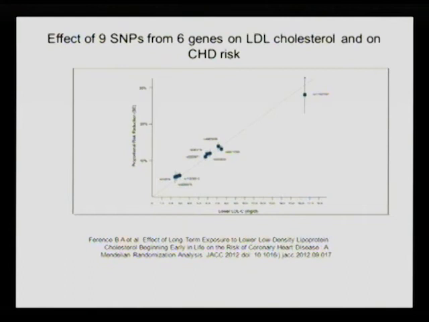In this study, they used 9 different SNPs from 6 genes, all affecting LDL cholesterol. When they calculated the effect of LDL cholesterol on heart disease risk based on the effect of each gene on LDL cholesterol and each gene on heart disease risk, they found that each gene was giving you basically the same answer. So it sort of rules out the effect of pleiotropy.